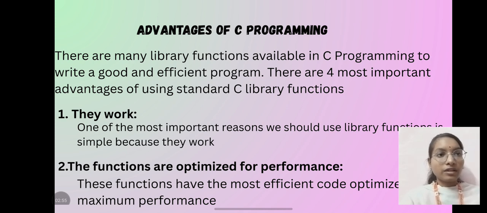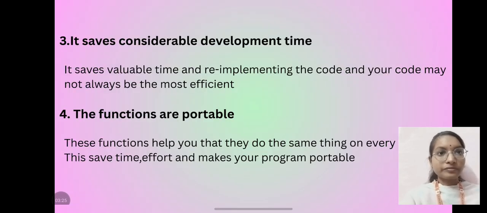Advantages of standard library functions. There are many library functions available in C programming to write a good and efficient program. There are four most important advantages of using standard C library functions. First, they work. One of the most important reasons we should use library functions is simply because they work. Second, functions are optimized for performance. These functions have the most efficient code, optimized for maximum performance.